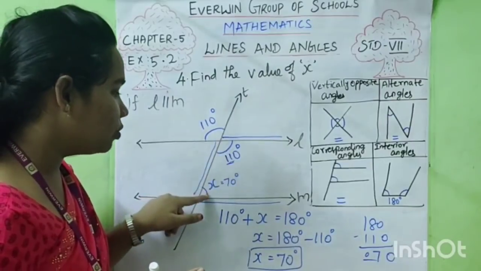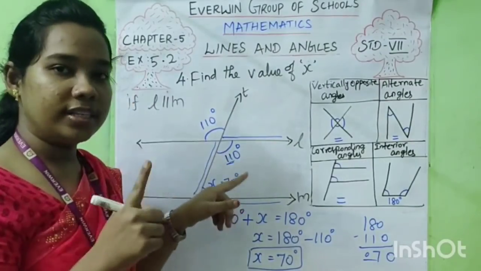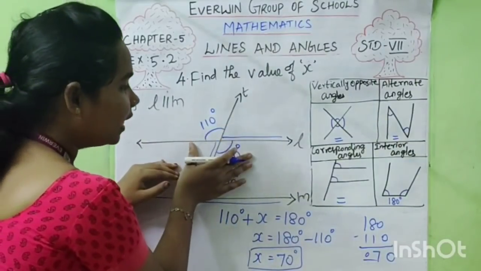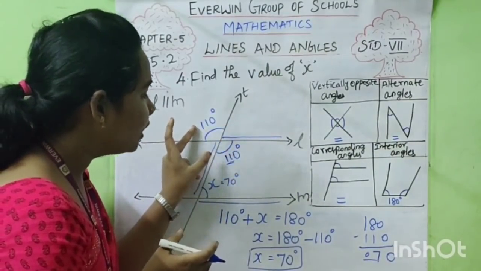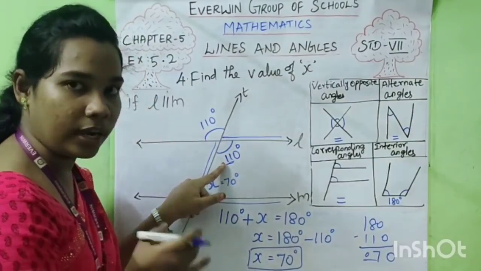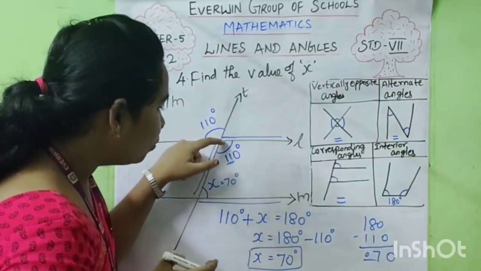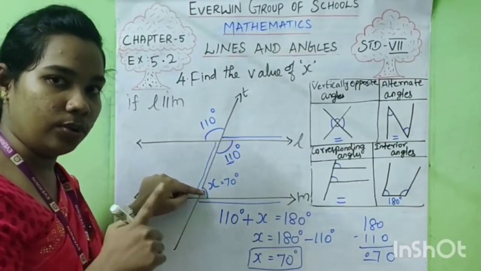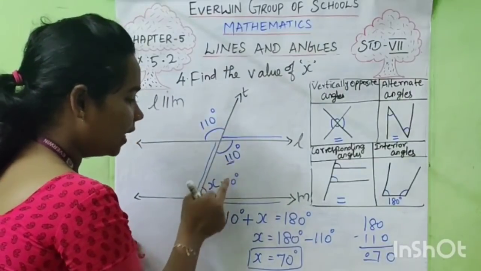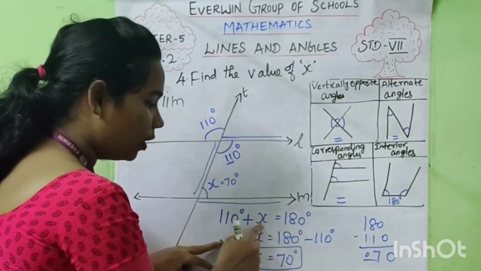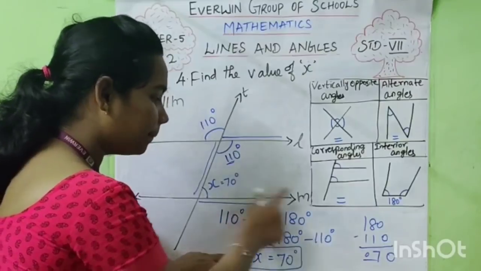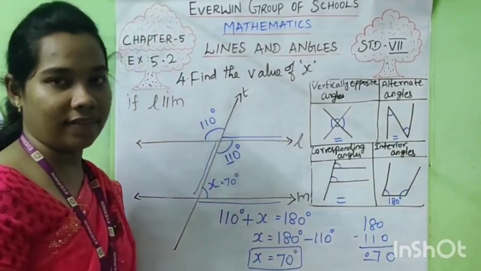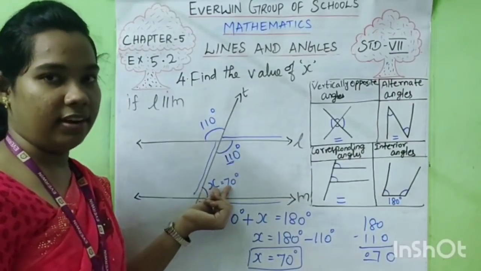So, what is the sum of these two angles? 180 degree. And what is that property? Interior angles. First, what we have used? Vertically opposite angles. By using vertically opposite angles, we have written this 110 degree. And then, by using interior angles, the sum of these two angles is 180 degree. So, 110 plus X we are adding, so we are going to find X. So, 180 minus 110 degree. So, X is equal to 180 minus 110, which is 70 degree. So, our X is 70 degree here.